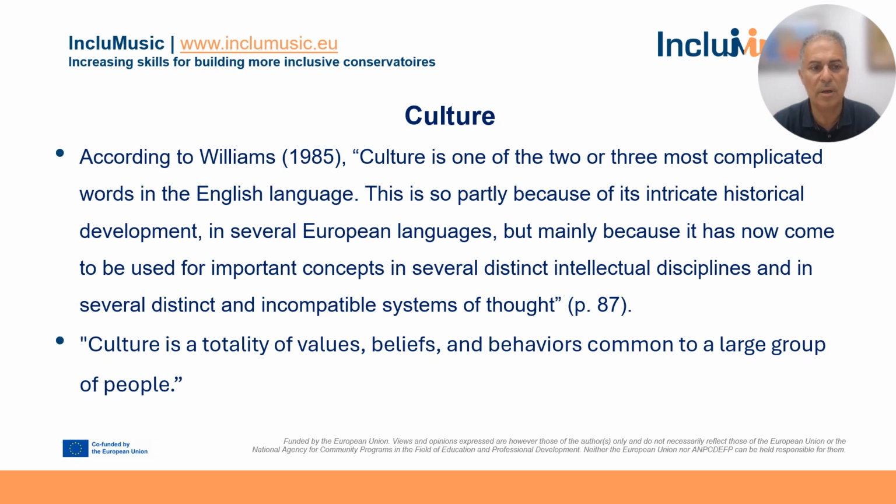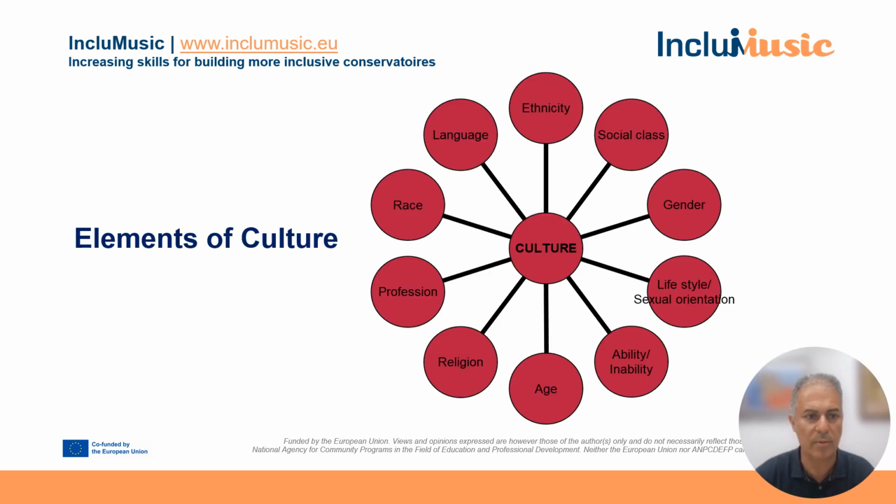According to one definition, culture is a totality of values, beliefs, and behaviors common to a large group of people. Here we can see the various elements of culture. One of the most common ones is ethnicity, social class, gender, lifestyle or sexual orientation, ability or inability, age, religion, profession, race, and language.